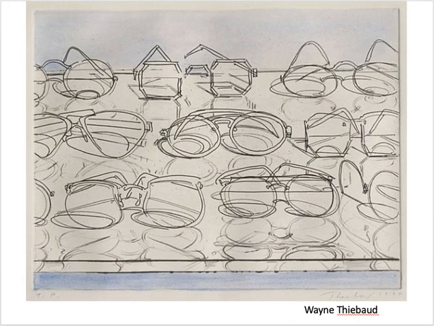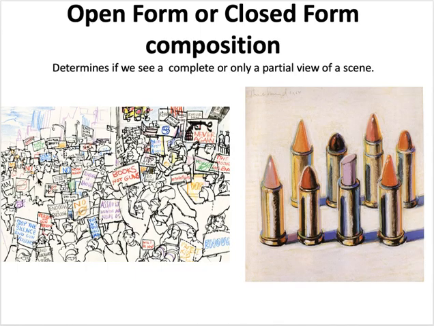You could say that this Wayne Thiebaud piece that we saw earlier also has an open form composition, right? These glasses are cut off on the edge. We're not sure how long it goes on for. Perhaps there's a whole world beyond here that we are curious about. So again, if we go back to this example up here on the left, this is an illustration of a protest, and one gets the sense that this goes on and on and on, right? Like this crowd goes on, the city goes on, there's this energy that goes on and on.